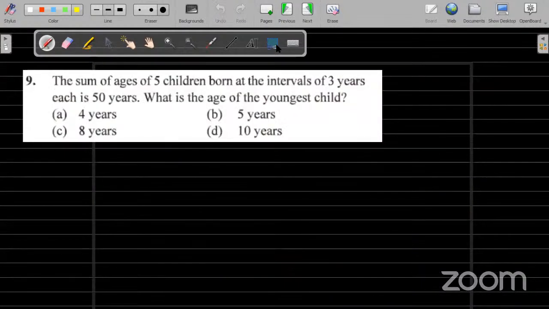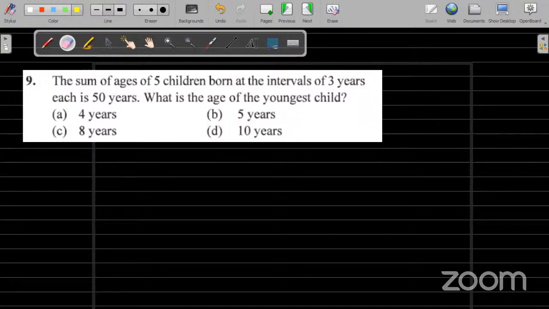Sum of ages of 5 children born at the intervals of 3 years each is 50 years. What is the age of the youngest child? This is an absolute sitter, meaning the easiest question you can expect in any competitive exam. Out of the 29, 30 questions in quant, we'll get 5 or 6 sitters like this. Sitter means a catch in cricket that can be taken by sitting somewhere. It just comes into the hands of the fielder. So this is a sitter in that sense.